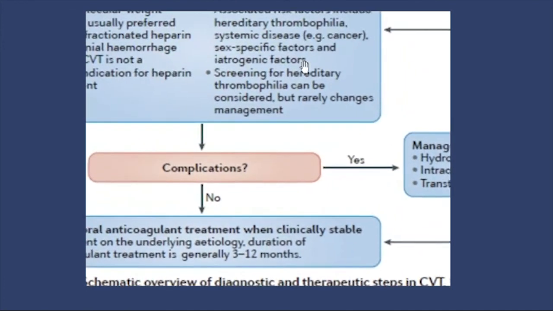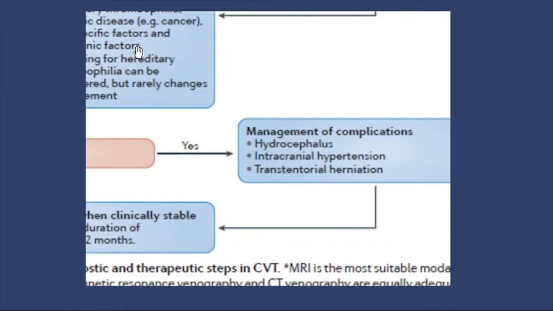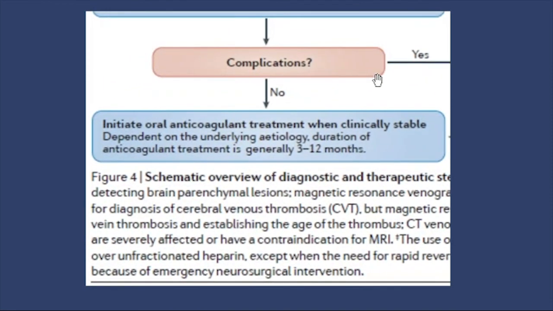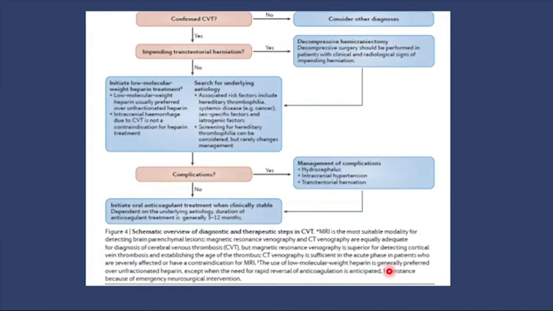Then if there are complications, you manage them, especially the three that I mentioned: hydrocephalus, intracranial hypertension, transtentorial herniation. If there are no complications, then you can initiate oral anticoagulant when the patient is clinically stable, and depending on the underlying etiology, you will continue it generally for 3 to 12 months.